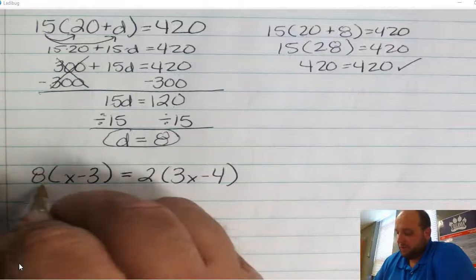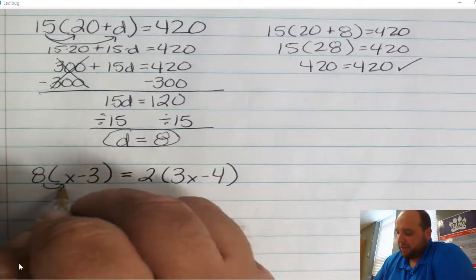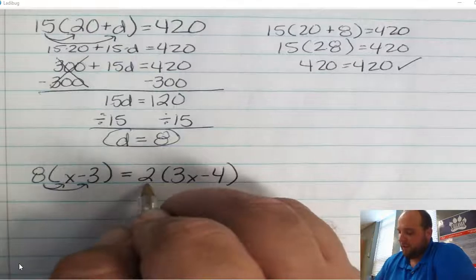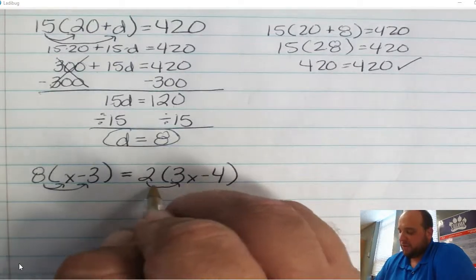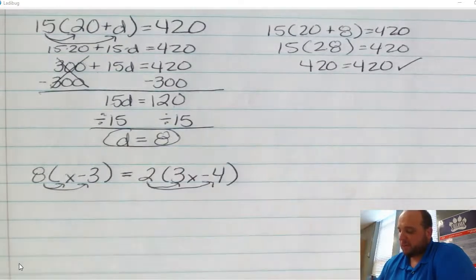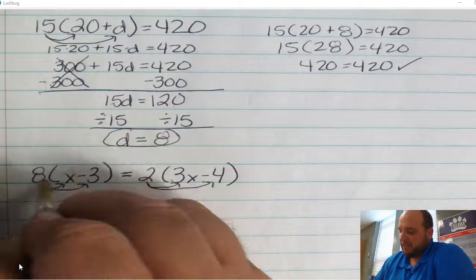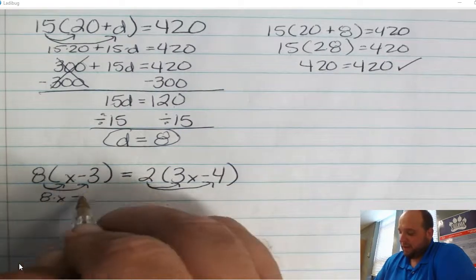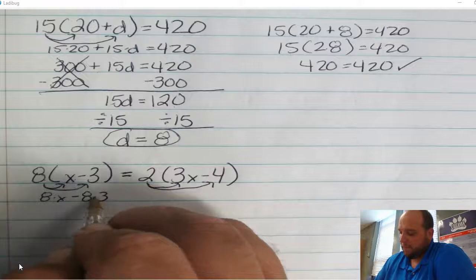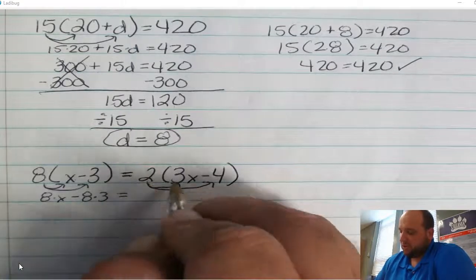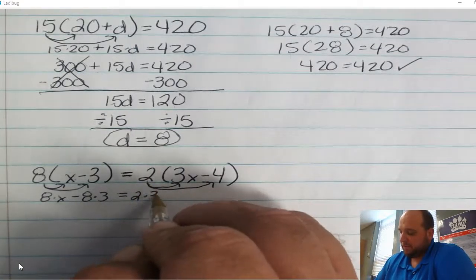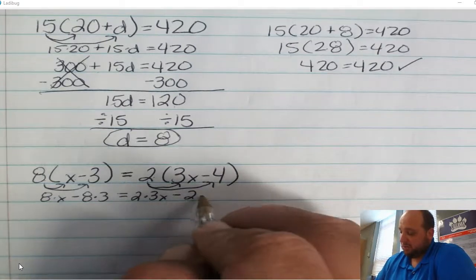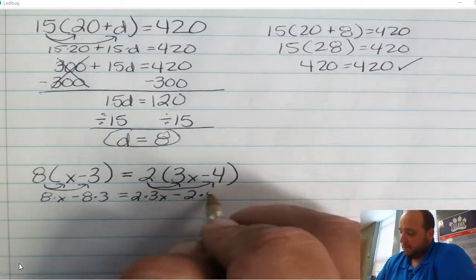So I'm going to distribute over here. I'm going to take the 8 and distribute it into the x, and distribute the 8 into the 3. Over on this side, I'm going to distribute the 2 into the 3x, and the 2 into the minus 4. So I do 8 times x here, minus 8 times 3, is equal to 2 times 3x, and minus 2 times 4. Okay.